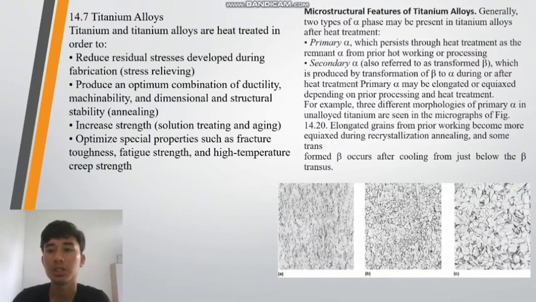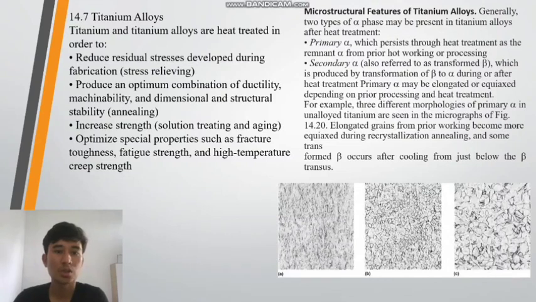Next, 14.7 Titanium alloys. Titanium and titanium alloys are heat treated in order to reduce residual stresses developed during fabrication. Stress relieving produces an optimum combination of ductility, machinability, and dimensional and structural stability. Annealing increases strength, while solution treating and aging optimize special properties such as fracture toughness, fatigue strength, and high temperature creep strength. Microstructural features of titanium alloys.